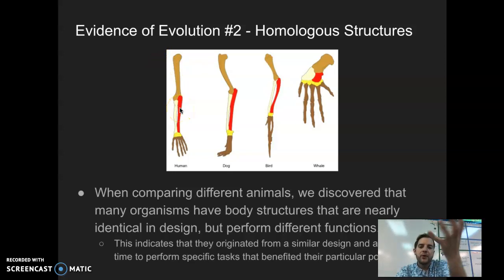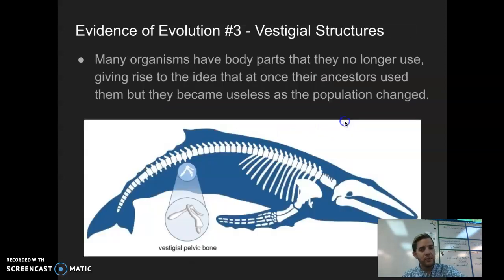Whereas humans need to be able to rotate our arm to grasp things, so we have a slightly different thing, but the bones are still the same. Over time they have evolved for different purposes, but the structure itself is still genetically the same. You still get the same bones forming, they just look slightly different for different purposes.